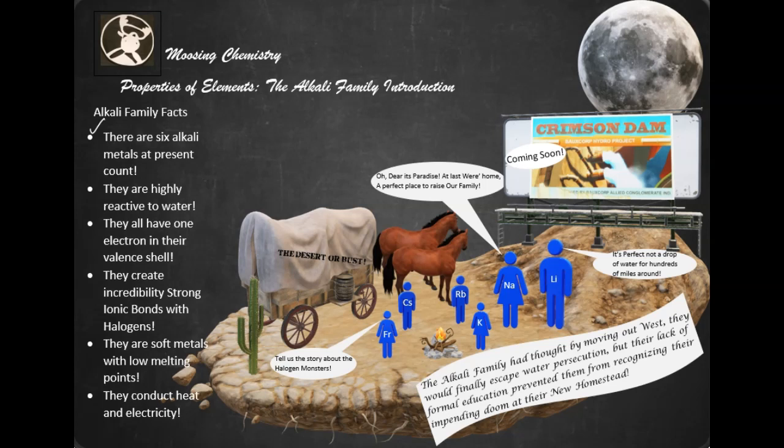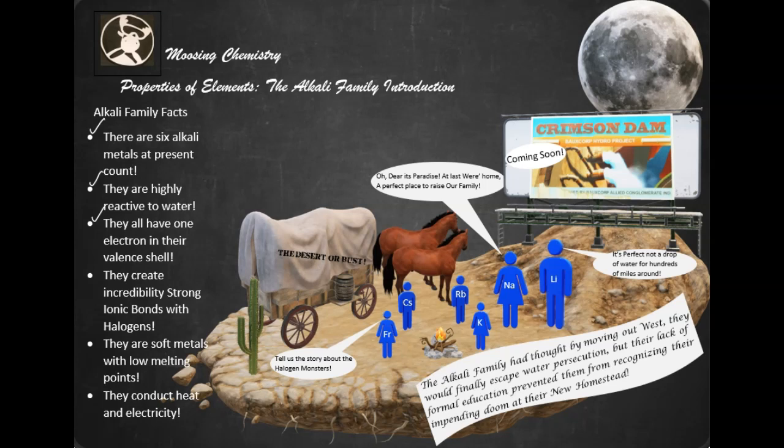Another cool thing about alkali family elements, they are highly reactive to water. As a matter of fact, if they come in contact with water, they readily explode. Very violent. They all have one electron in their valence shell. That's a really important thing.